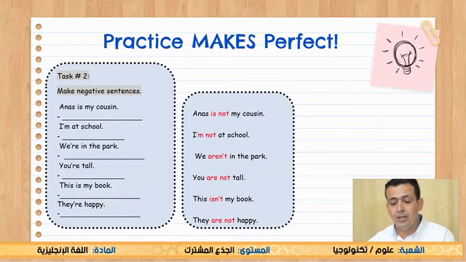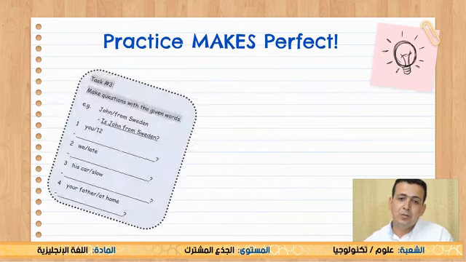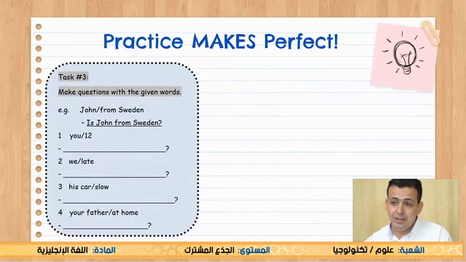So if we go to the last part, which is another task, it's about questions, how to make questions in English. Look at the task. Make questions with the given words. John from Sweden. This is an example. What you need to do here is use the given words and add to be by yourself, of course, and make questions. Pay attention to the end of every sentence. You need a question mark.